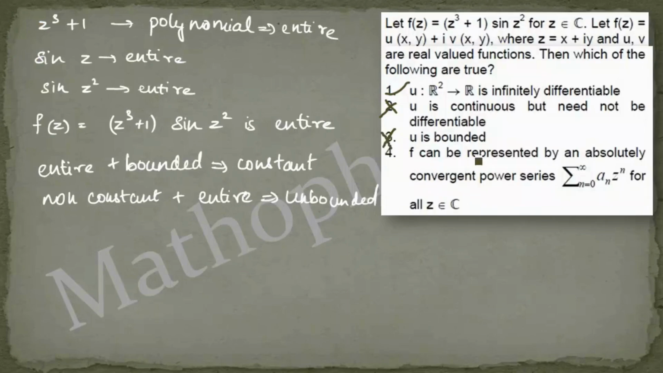Next, fourth option: f can be represented by an absolutely convergent power series. An entire function always has a power series with radius of convergence equal to infinity, so it will be absolutely convergent. Since this is entire, it can be absolutely convergent. So 4 is also correct. So the correct answers are options 1 and 4. Let's look at the next question.